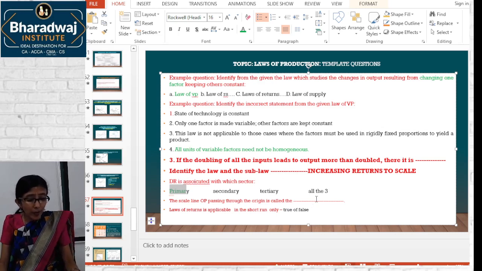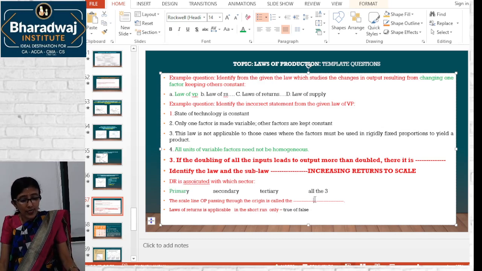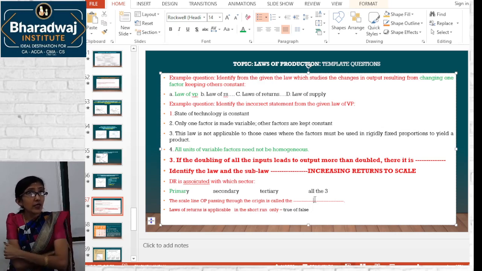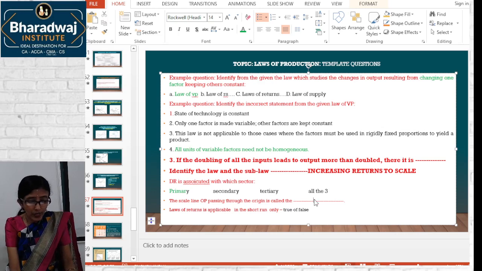Okay. Line passing through the origin is called as, if we are using a tool, isn't it, to understand, under returns to scale. You remember this diagram?